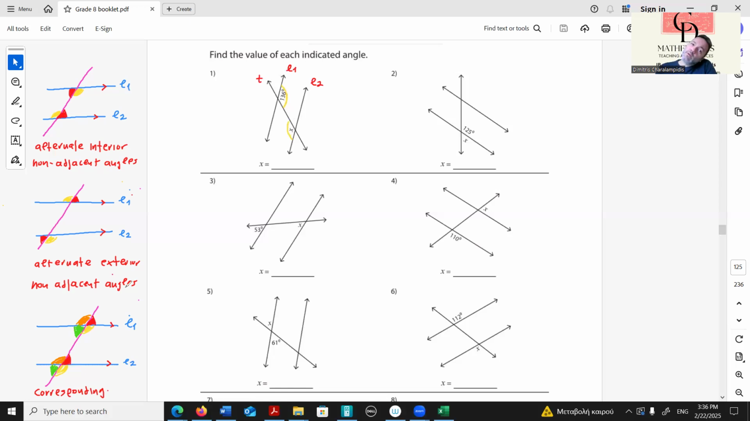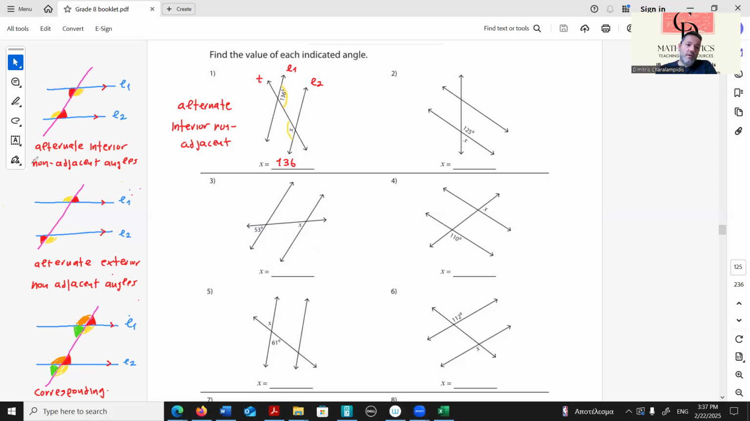If we carefully see these two angles, we will see that we basically have alternate interior non-adjacent angles. So they should be equal to each other, which means that since one of them measures 136 degrees, the other one should be the same as well.